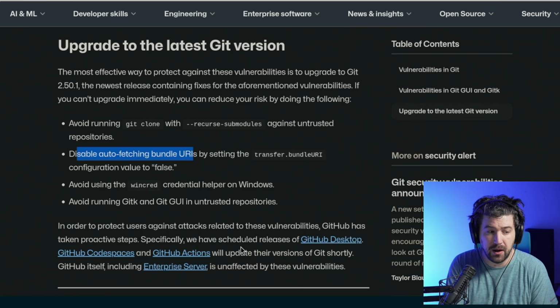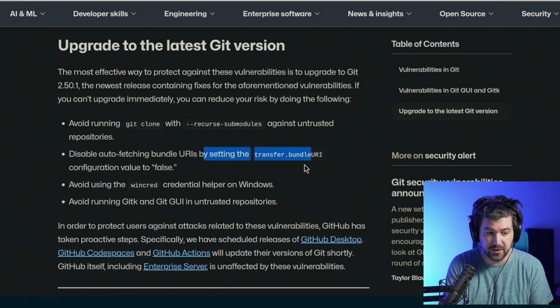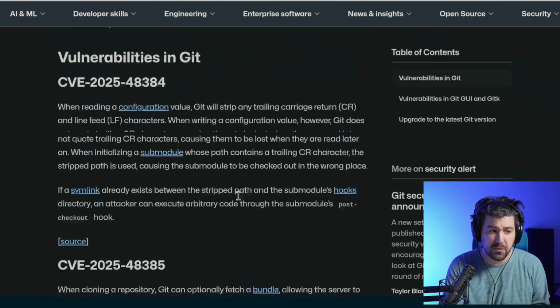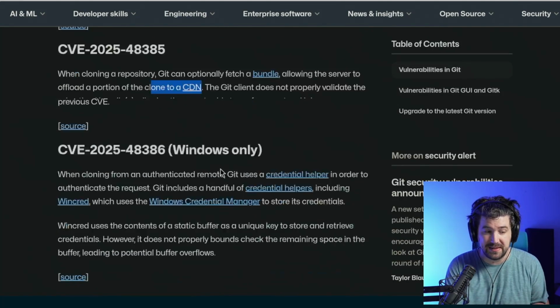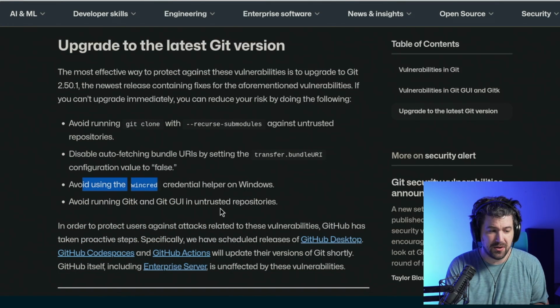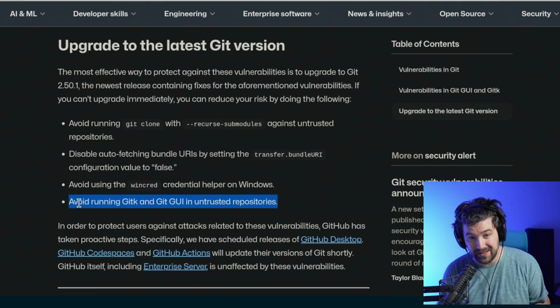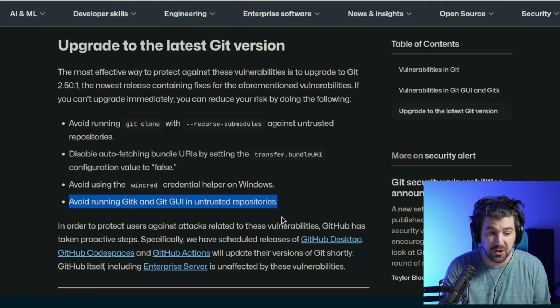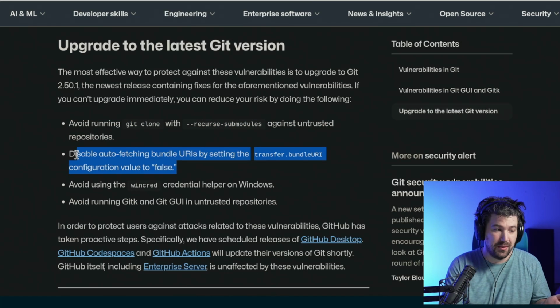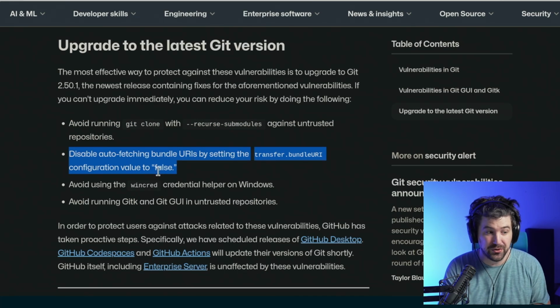Disable auto-fetching bundle URIs by setting the transfer.bundleURI configuration value to false. This is going to stop that first one that we were talking, or the second one that we were talking about with the CDN. This is going to disable that one. Avoid using the WinCred credential helper on Windows, and avoid running Gitk and GitGUI in untrusted repositories. So again, if you're just working with your company's repositories, these shouldn't be a problem here. These two here. If you're just working internally, this one also shouldn't be a problem.